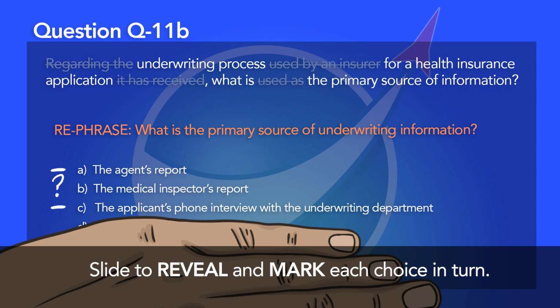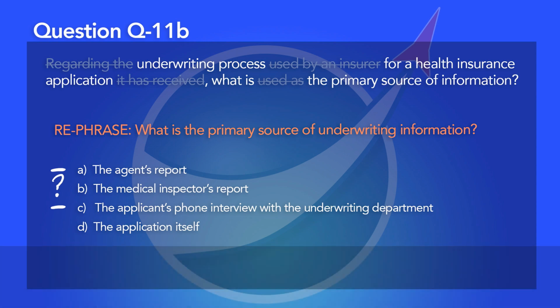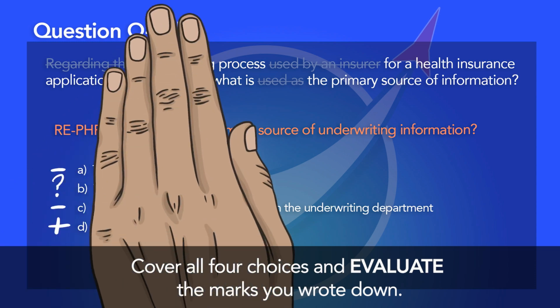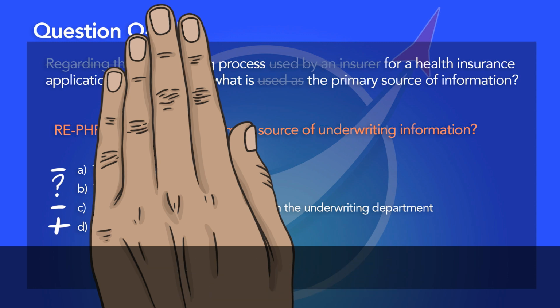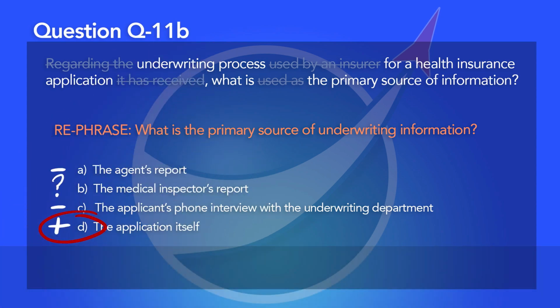Then I slide my hand down again. I look at choice D. It says the application itself. And the application itself is the primary source of information. That gets a plus sign. So now I rotate my hand, cover up the words, and I look only at my pattern. I have a minus sign, a question mark, a minus sign, and a plus sign. Again, clearly the plus sign's the answer. Circle it on my paper. Choose choice D on the computer. I'm done with that question and moving on.